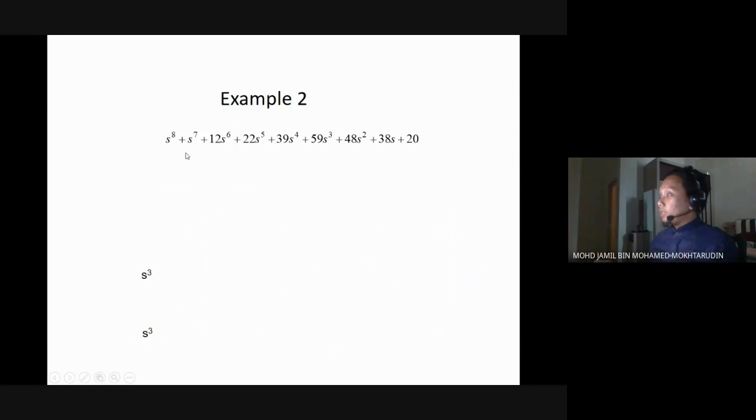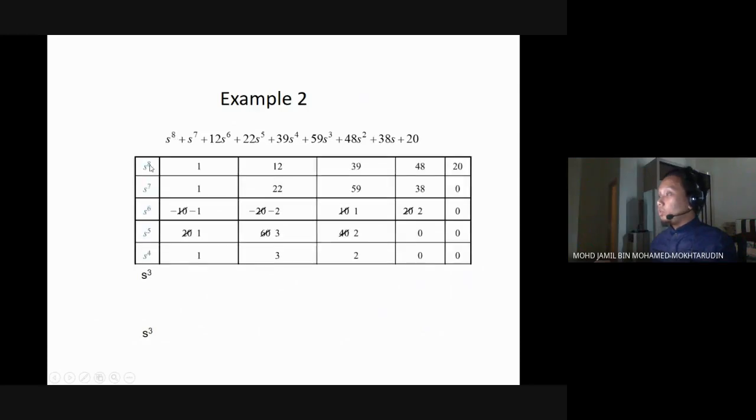Okay, so we look at one more example. So let's say you are given this polynomial. So start with s to the power of 8. So your row also starts with s power of 8 followed by s power of 7. And you fill the two top rows with the coefficients of the denominator, or of this polynomial. Okay? And then you calculate S6 and the subsequent rows as usual.